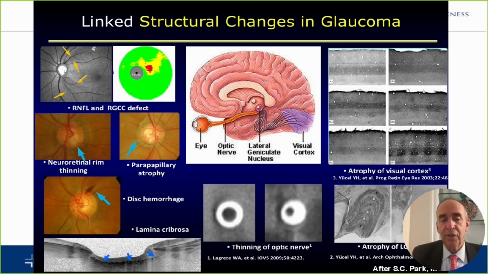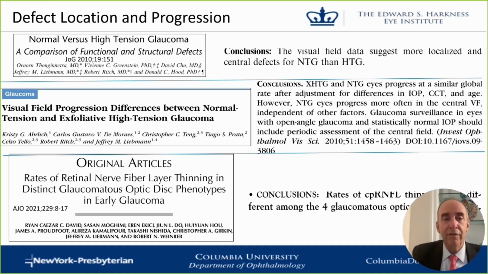The damage is occurring primarily at the lamina cribrosa, but is transmitted to the post-laminar intraorbital optic nerve, to the lateral geniculate nucleus, and all the way back to the cerebral cortex. All of these linked structural changes in glaucoma occur regardless of the phenotypic appearance of the optic nerve.